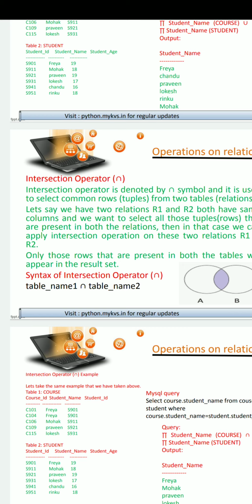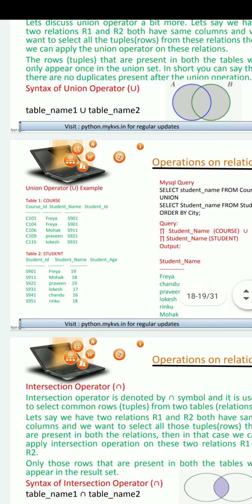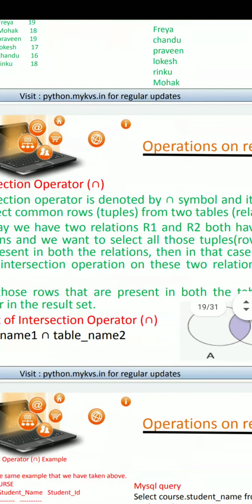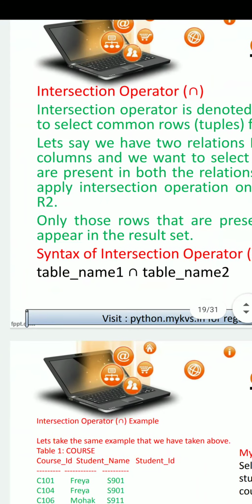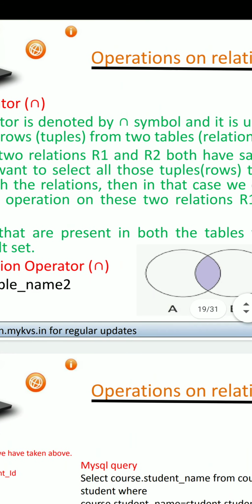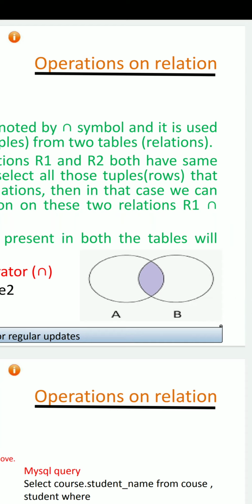So how can we perform the intersection operation? Union operation in relational algebra is performed with the help of the U sign, whereas intersection is the reverse of U. So it is written like table_name1 intersection table_name2. If we perform the intersection operation over sets A and B, it will return the darkened area.